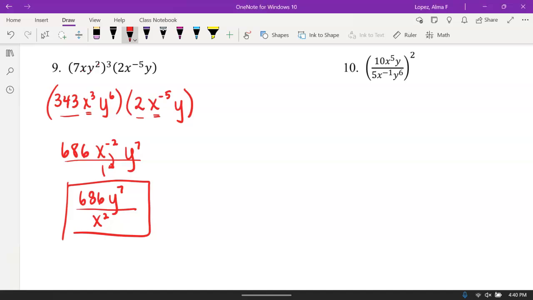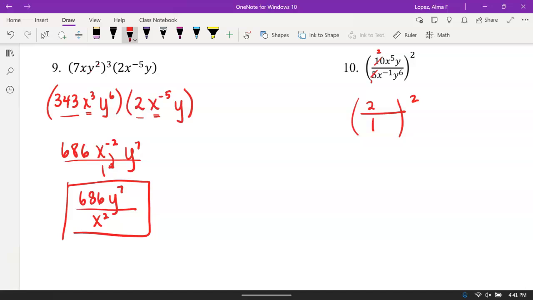I can reduce that each by a factor of 5. It's going to leave behind a 2 and a 1. So already on the inside I have 2 over 1. Now let's clean up the x's. I have 5 x's on the top, an x to the negative 1 on the bottom.